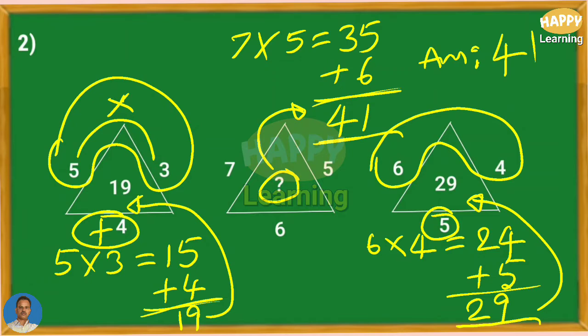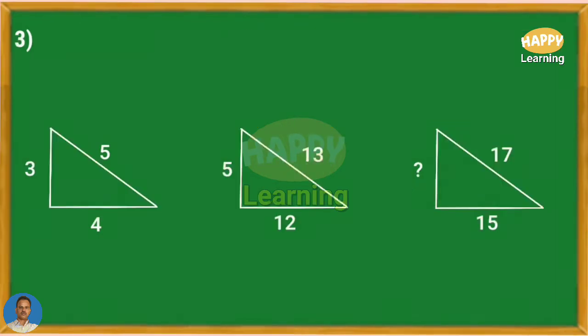Okay, right. So let us go to the next problem. Yes, next question, third question. Here 3 diagrams are given. Here there is one unknown value. That value is to be found.